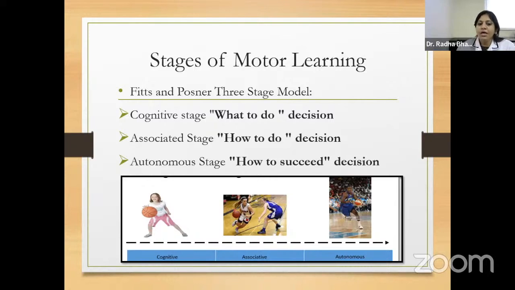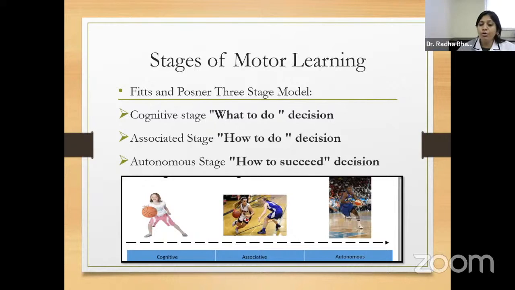So here, first she was thinking what is to be done. The focus was what is to be done, with a lot of attention. When we move towards the associative stage, we don't require that much concentration or attention while performing a movement. Here the thing is how to do the movement. First was what to do, now how to do. So refining of the movement is happening.